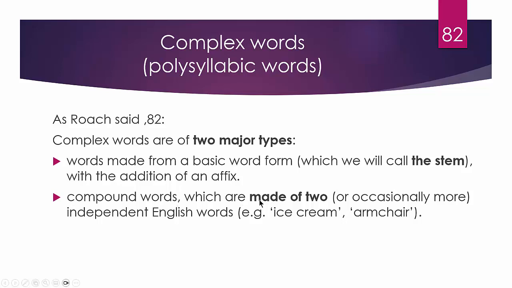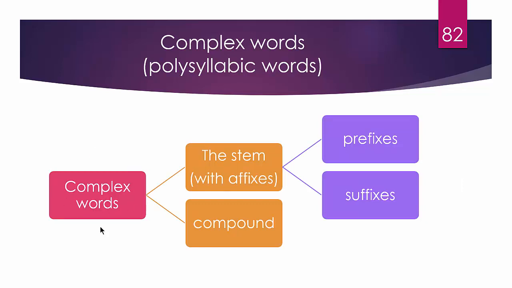Compound words, which are made of two or occasionally more independent English words. It's like simple words combined together, like ice cream, armchair, fireman, fruitcake, and so on. As we said, we have the complex words into two. The stem with the affixes. The affixes are prefixes and suffixes. Then we have the compound words. Today I will explain only the first part because we have a lot in it.